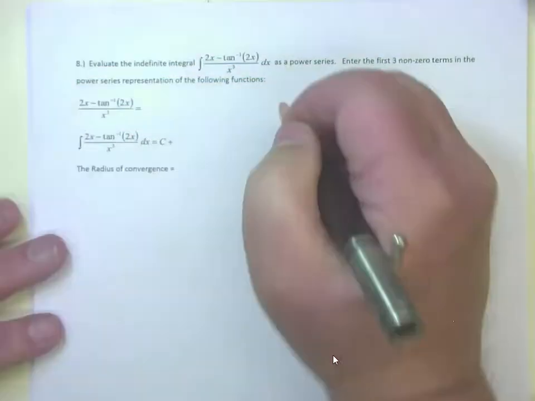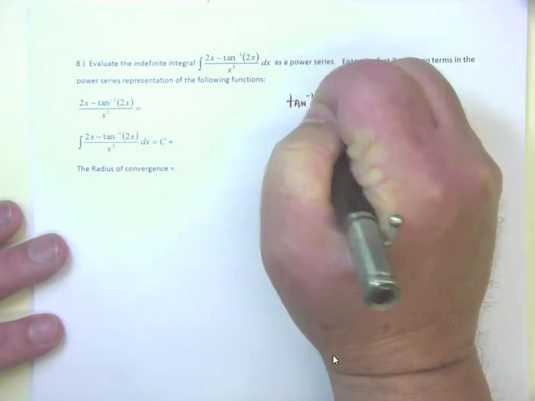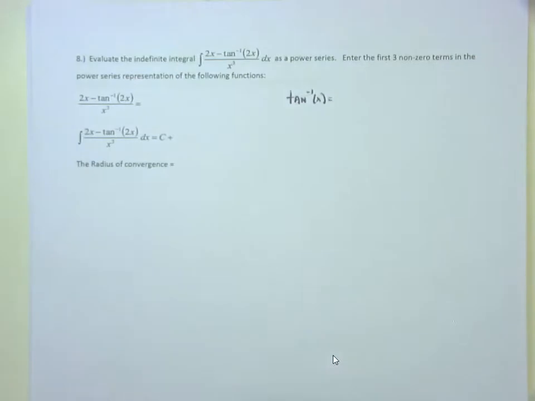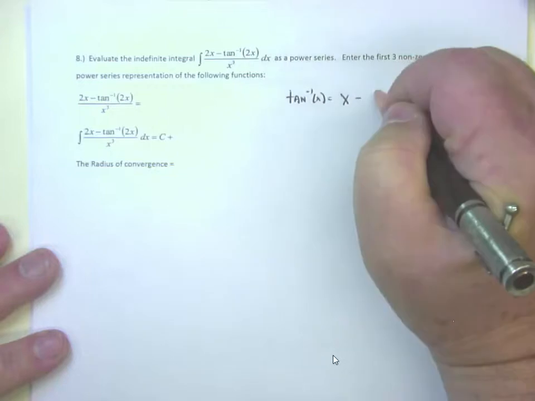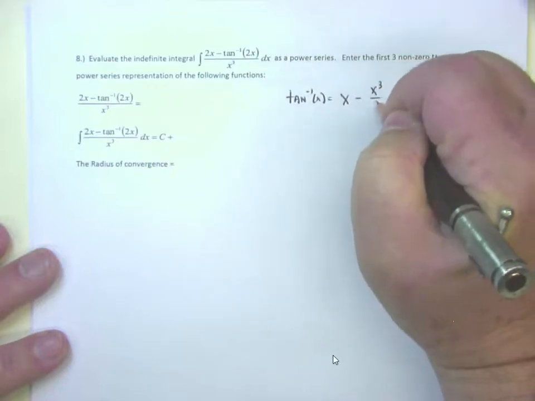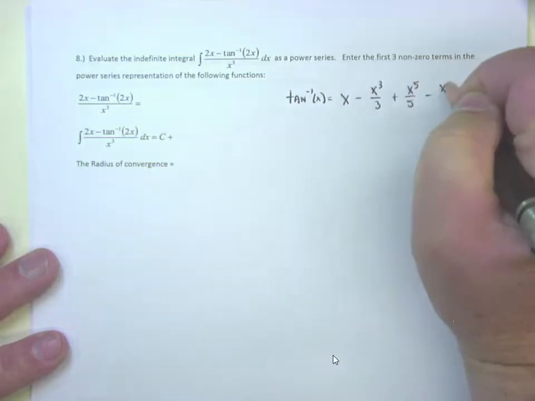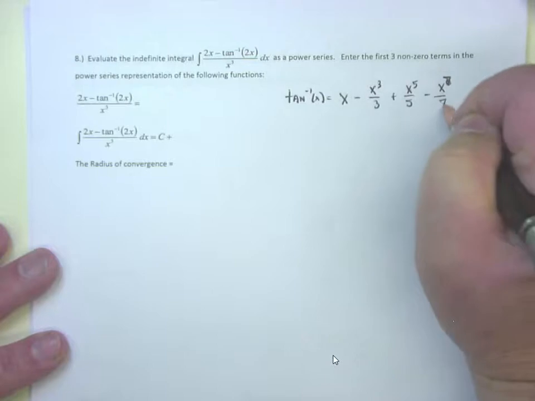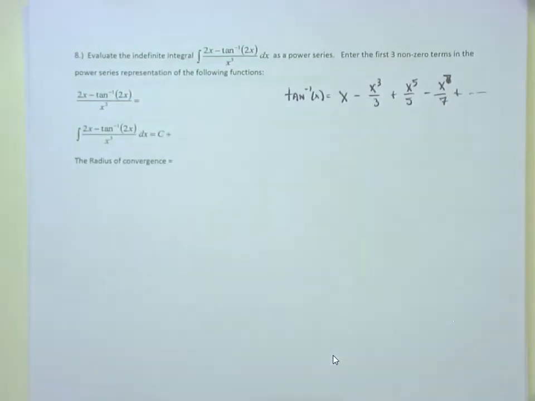I believe you have memorized, if you've done it, the power series for the tangent inverse of x. You remember what that dude was? You created him not that long ago. What was it? It was x minus x cubed over 3 plus x to the 5th over 5 minus x to the 7th over 7, it's the odd guys, plus dot, dot, dot.